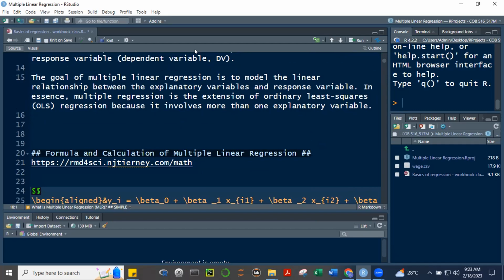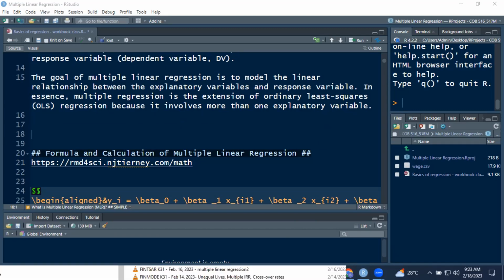Let me first explain what the OLS is all about. What does ordinary least squares mean? Let me just start with a simple linear regression. By the way, the difference between multiple linear regression and a simple linear regression.